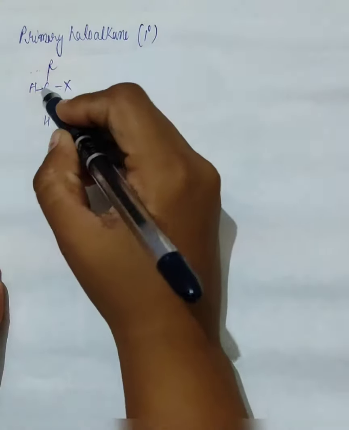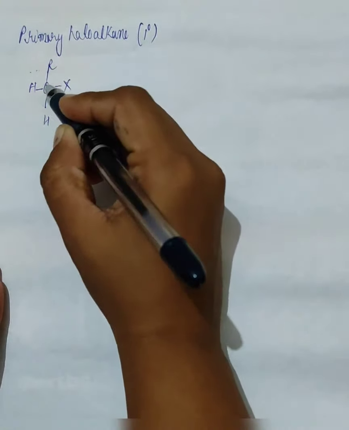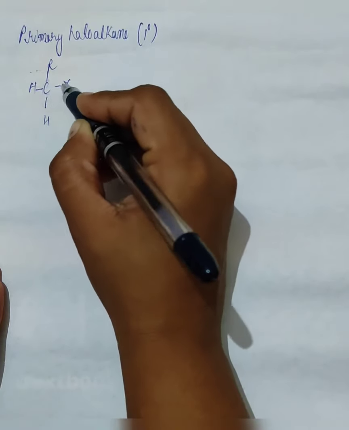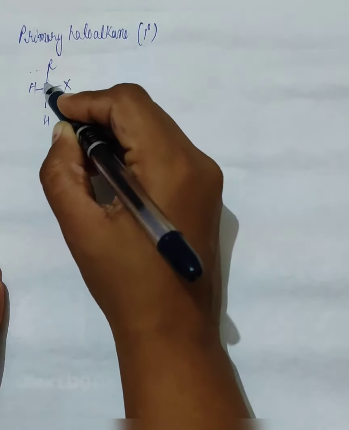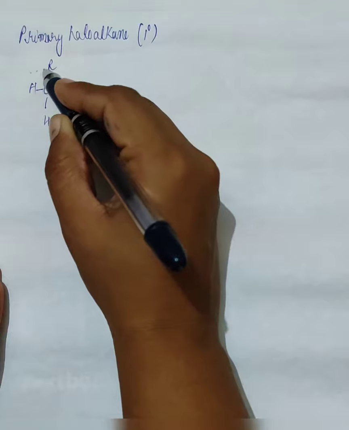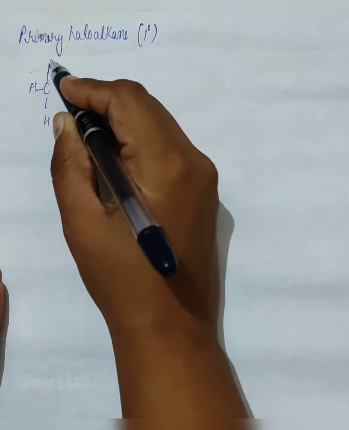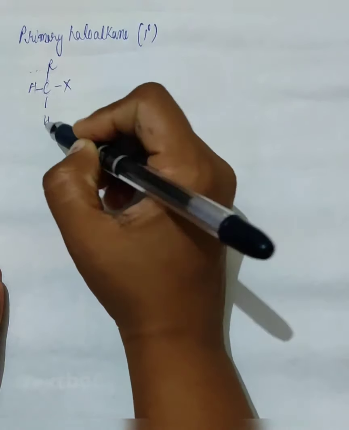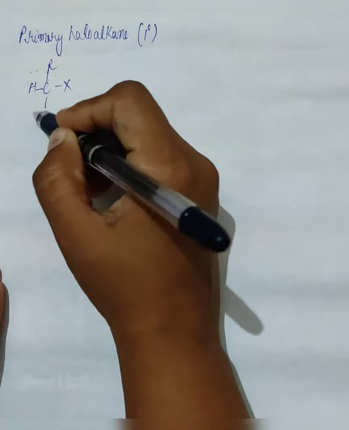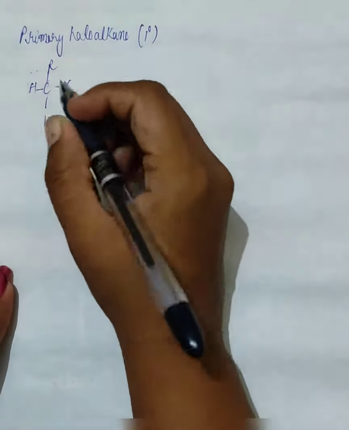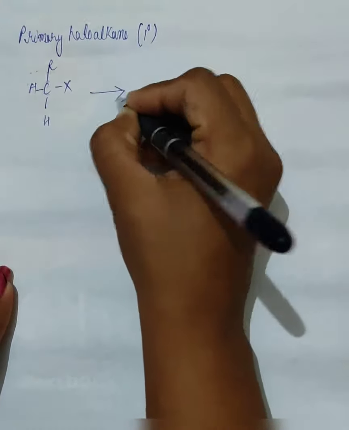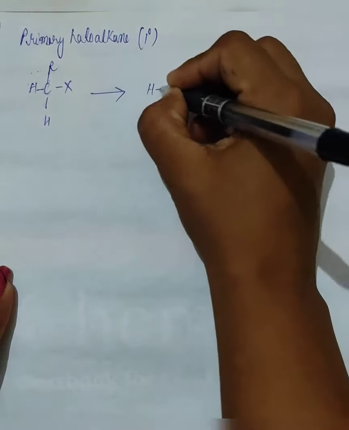If we have a primary haloalkane, that means 1 degree haloalkane, this one. Why is this 1 degree? Because the carbon which is attached to a halogen is attached to only one alkyl group. If it is attached to 2 alkyl groups, it will be 2 degree. If it is attached to 3 alkyl groups, it will be 3 degree. Now the halogen will leave and it will give you a carbocation.